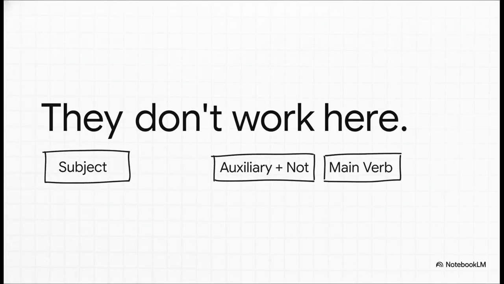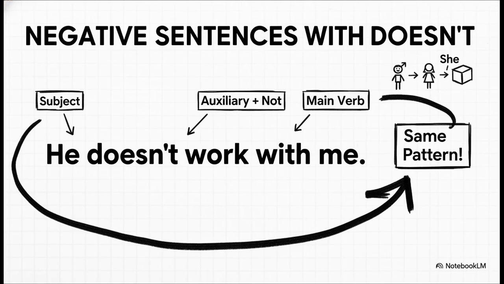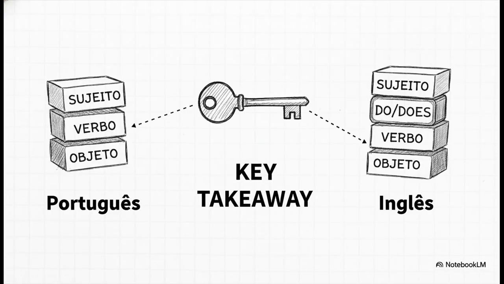Here are a couple of examples with don't. You can see the pattern. Subject, don't, and then the main verb. And look, it's the exact same pattern with doesn't for he, she, and it. It's really that consistent. The main thing to remember is that this isn't hard.